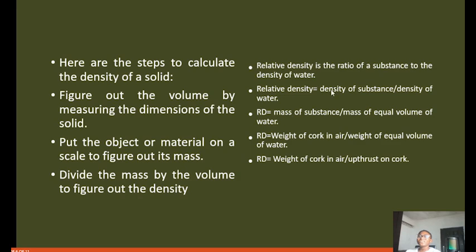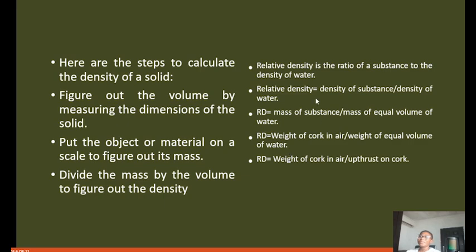So relative density is a ratio of a substance to the density of water. Also, relative density can be defined as the density of a substance divided by the density of water. It's still the same thing, and it can be the mass of the substance divided by the mass of an equal volume of water. It can also be the weight of the cork in air divided by the weight of an equal volume of water, or the weight of the cork in air divided by the upthrust on the cork. So all of this is just giving us how we are relating the density of one particular substance with the density of another. That is called relative density.